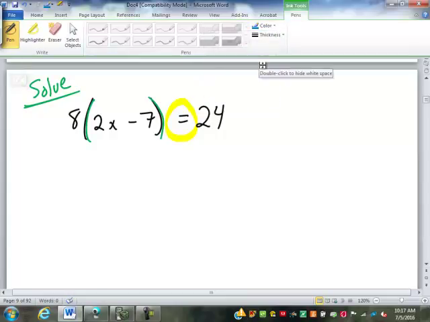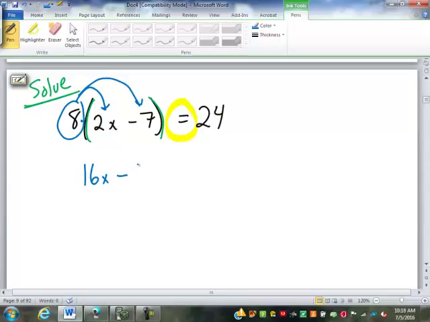Whenever we see parentheses, what does it tell us? Well, it tells us that we're going to have to do something there first. And our first question we always ask is there anything that we can do inside those parentheses? No, there's not. So what's the second question? Is there something that can be done to the parentheses? And in this case, it is times 8. So 8 times 2x is 16x. 8 times negative 7 is negative 56.